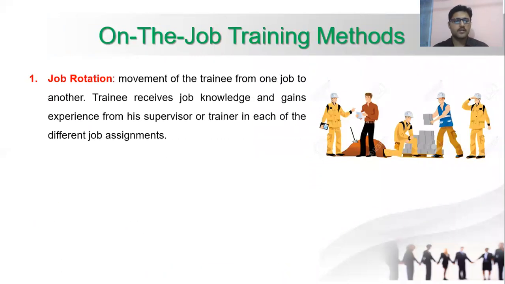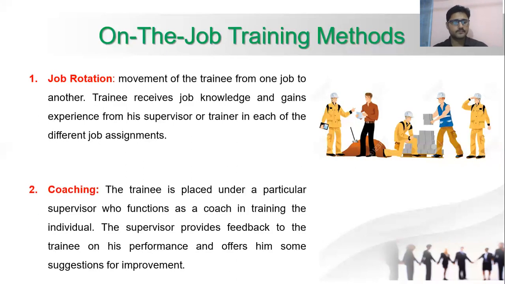Okay. So in case of on-the-job training method, the first method is job rotation. By the name itself, we can understand that job rotation means movement of the trainee from one job to another job. While the trainee does this kind of movement from one job to another job, obviously the trainee will receive some job knowledge and gain different experiences from different supervisors or different trainers. So his or her knowledge and skill would be enhanced. So by rotating the jobs, you can train the employees.